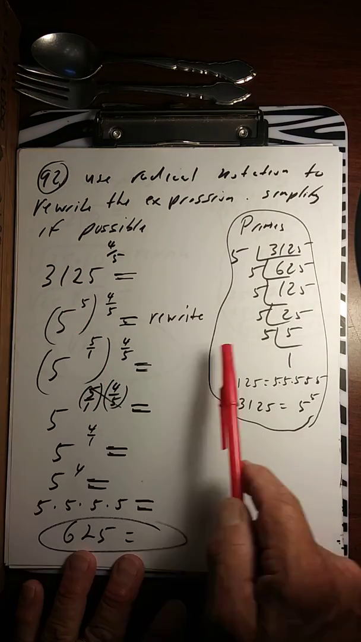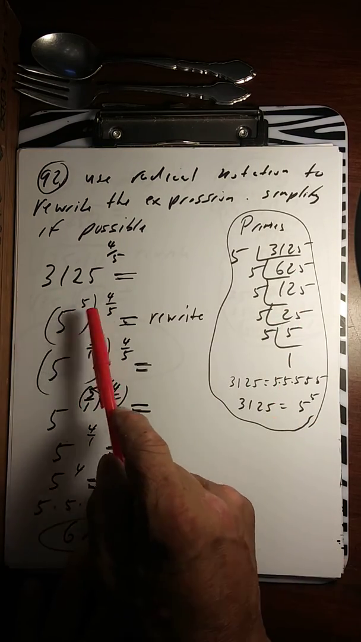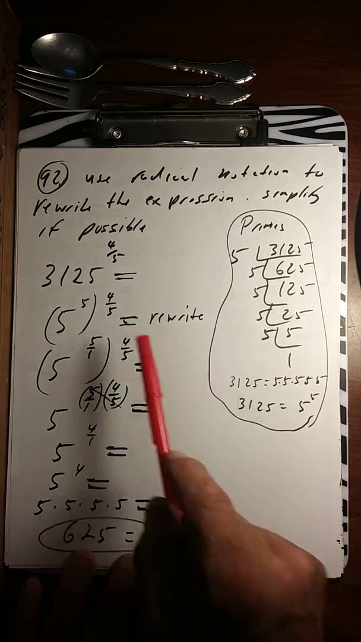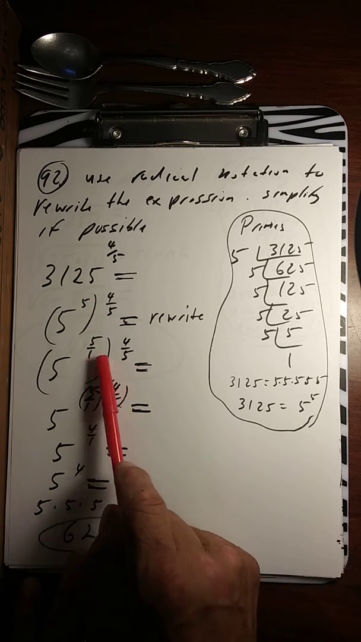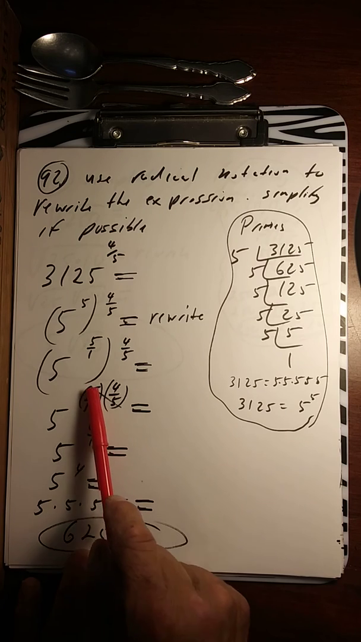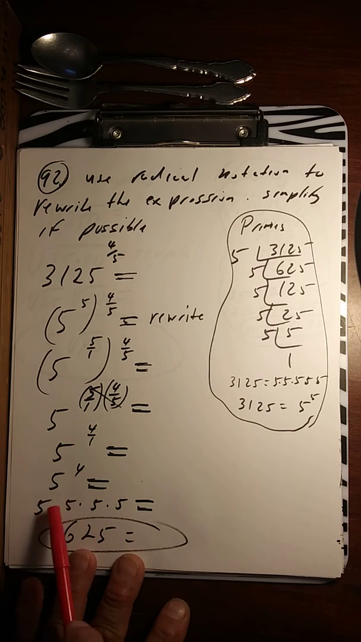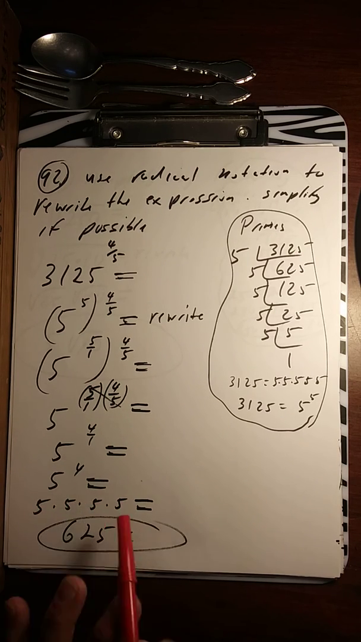We write this as 5 to the 5. It's 5, 5, 5, 5, 5 is that number. So divide, multiply this. That's that. 4, and these cancel. So 4, 5 to the 4 is 5 times 5 times 5 times 5 is 625.